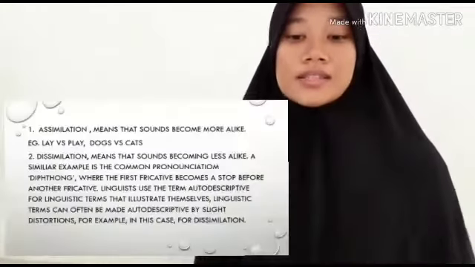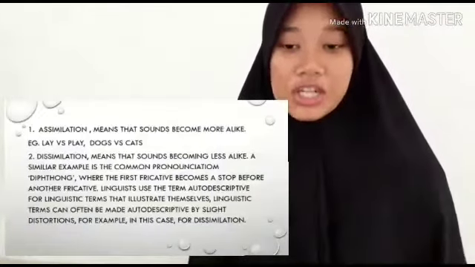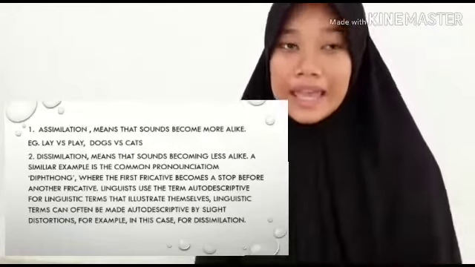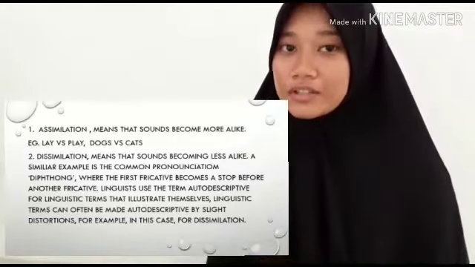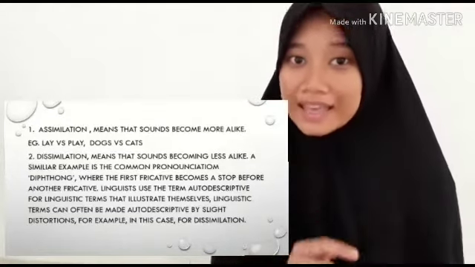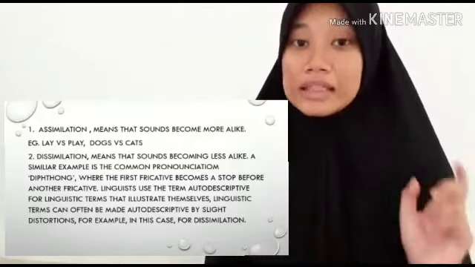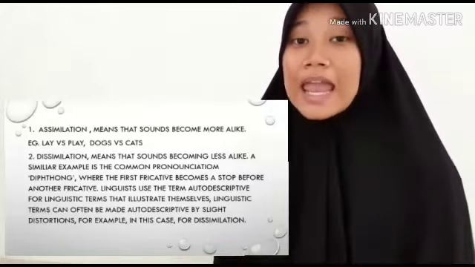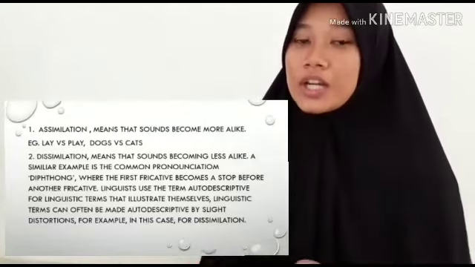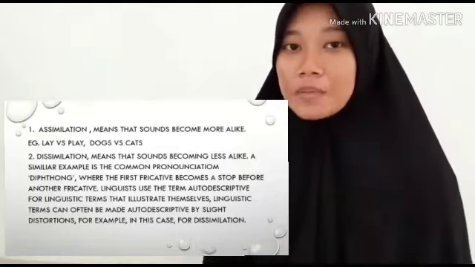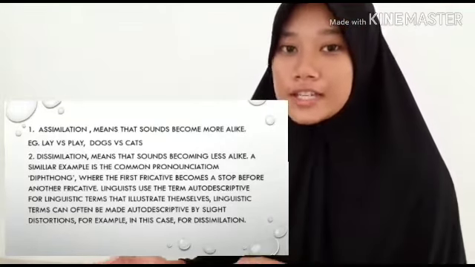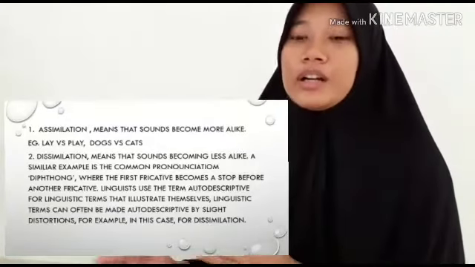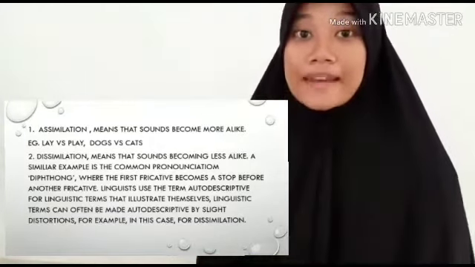Okay, the first is assimilation. Assimilation means that sounds become more alike. Example, in and pin. They have different letters, but the sounds are the same. And the second example is dogs and cats. In dogs and cats, the last letter S is added because in morphology, the S is a plural form of dog and cat.